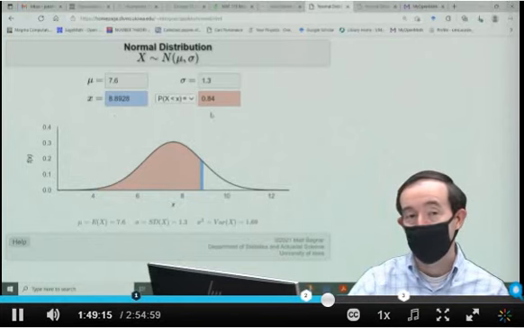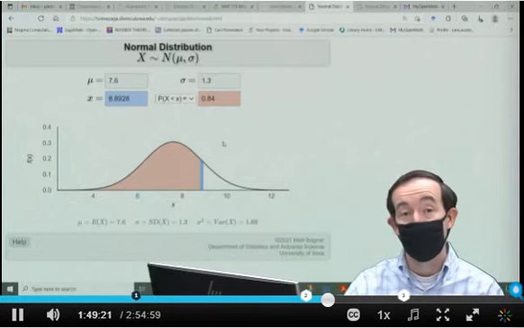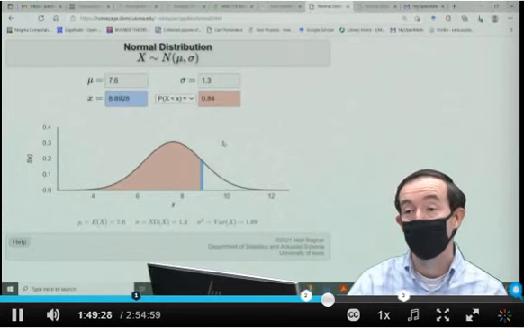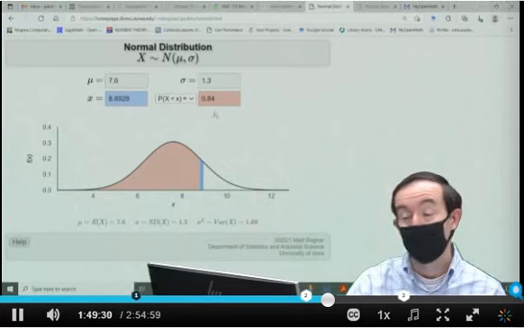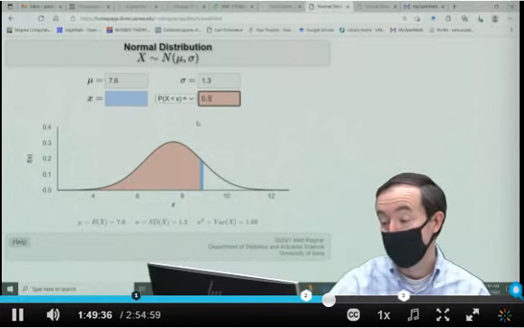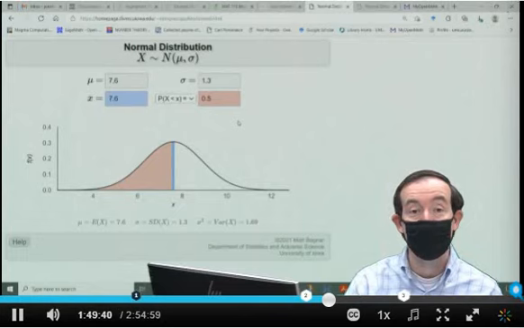So Bognar's calculator gives us a way to go from a boundary point to an area to the left or to an area to the right. It also lets us move in the opposite direction. If I have an area to the left or an area to the right, it will tell me what boundary point will cut that area off. If I want to find, for instance, the median, that means exactly 50% is to the left of it, and it's not surprising that the median is the same as the mean because it's symmetric.